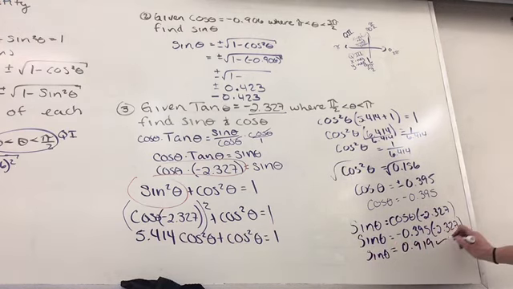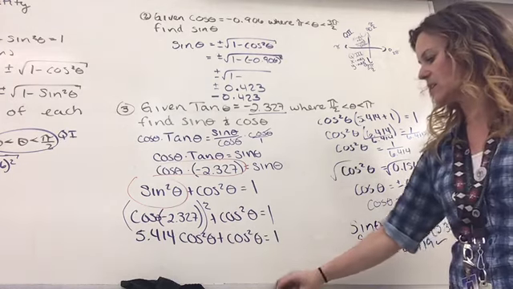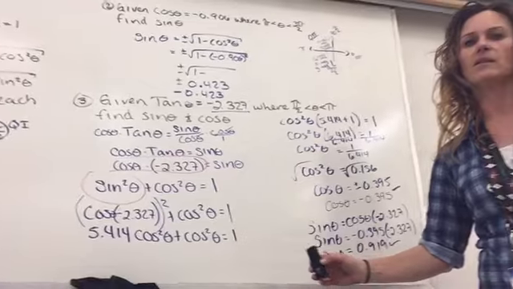So I have my sine of theta here, I have my cosine of theta here, and I am done, and I've used my identities. Please make sure you get all examples written.